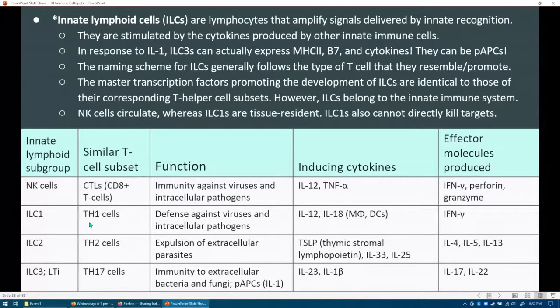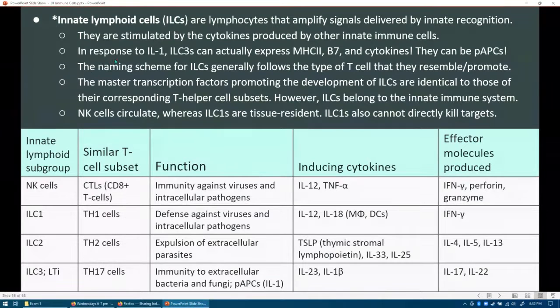Your ILC1s are similar to Th1 cells, and they're going to be promoting cell-mediated immunity by making interferon gamma. And they respond to IL-12 and IL-18 made by activated macrophages and dendritic cells. And the pattern sort of continues with each of these other cells. They mirror a different T cell subset in terms of what they do and what they promote.